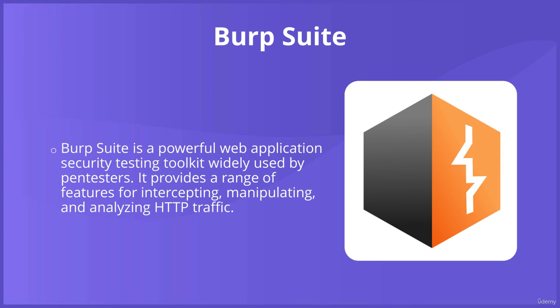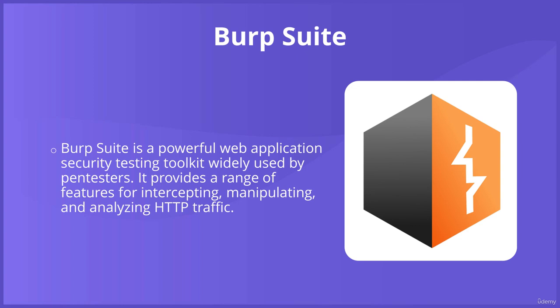Well, let's get started with Burp Suite. Burp Suite is a powerful web application security testing toolkit that's widely used by pen testers. It provides a wide range of features for intercepting, manipulating, and analyzing HTTP traffic. A few key modules include Proxy, which allows interception and modification of HTTP requests and responses, a Scanner, which automatically scans web applications for security vulnerabilities, an Intruder, which facilitates automated attacks such as brute force, fuzzing, and parameter manipulation.